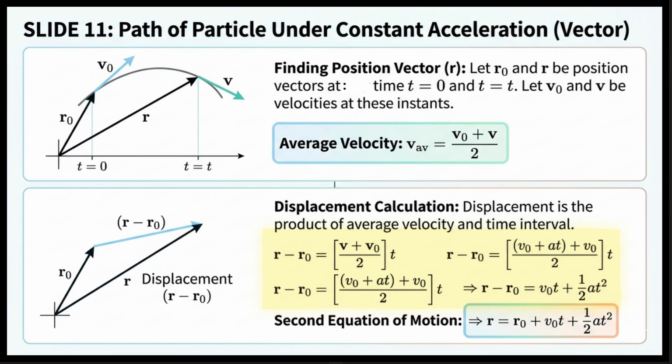Substituting v equals the initial velocity plus a times t into the displacement equation and simplifying, we get r minus the initial position equals the initial velocity times t plus 1/2 at squared. Rearranging gives the second equation of motion. r equals the initial position plus the initial velocity times t plus 1/2 at squared.